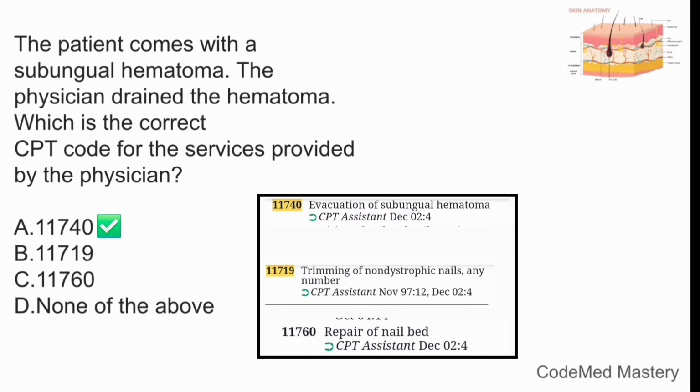We'll eliminate option B because it is for trimming of non-dystrophic nails. That is not mentioned in the question. And option C 11760 is for repair of nail bed. That is also not mentioned. Option D is also wrong. The code 11740 is for evacuation of subungual hematoma. This code is used when a physician drains a hematoma. That is collection of blood under the nail, which is exactly what happened in this case. Therefore, right answer will be option A.